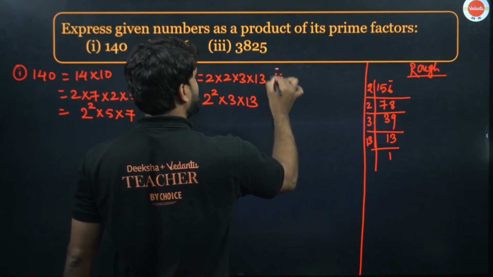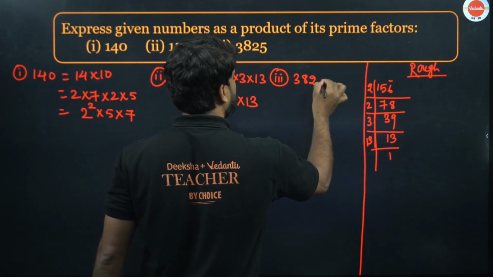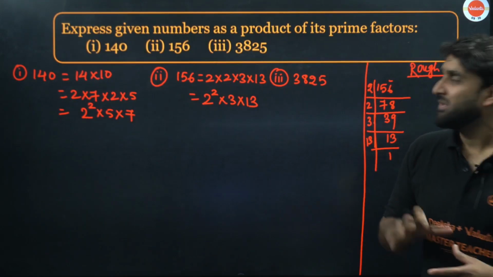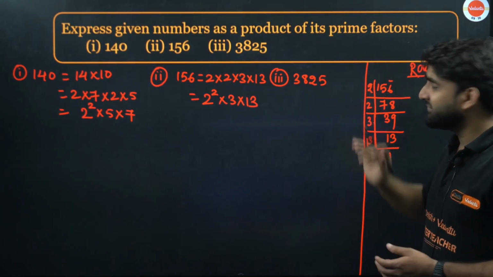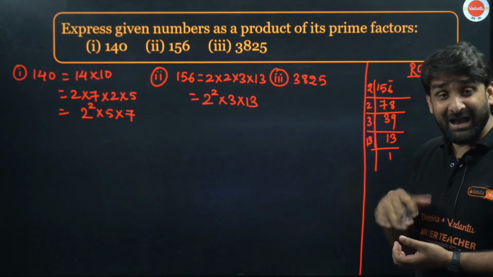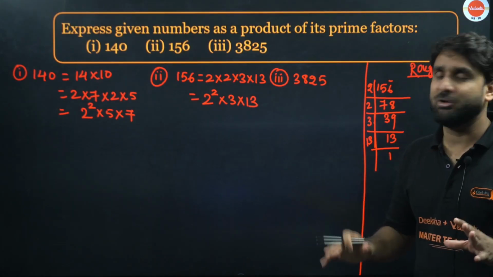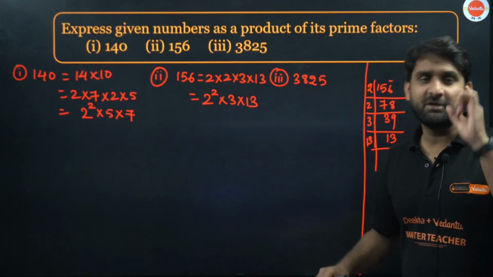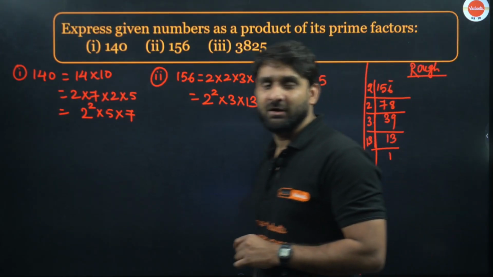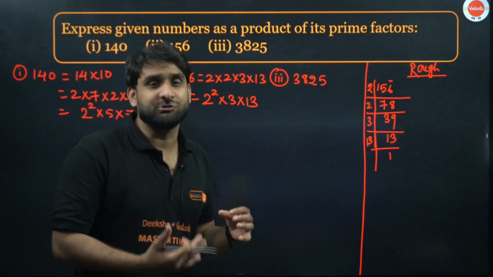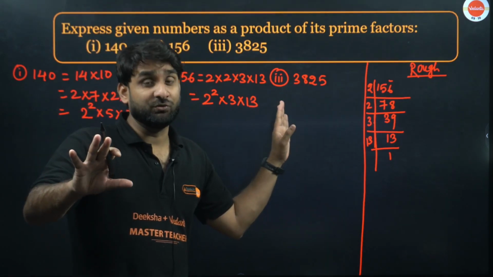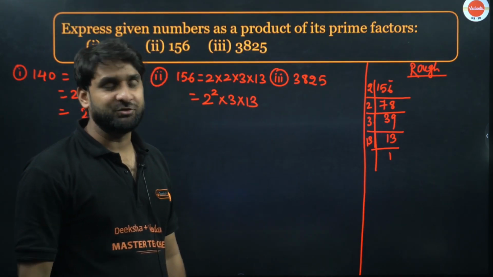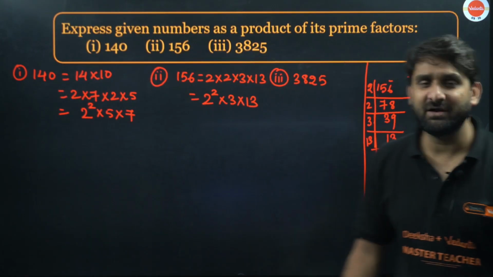Okay, now moving to the third question. This is 3825. Oh my god, this is a little bigger number. But this is very easy. How? My dear champions, whenever the number is ending with 5, it is confirmed that it will be divided by 5. But we can check for 3 also, because 3 and 5 make 15, and 5 comes up at the ones position. So let's check whether it is dividing by 3 or not.